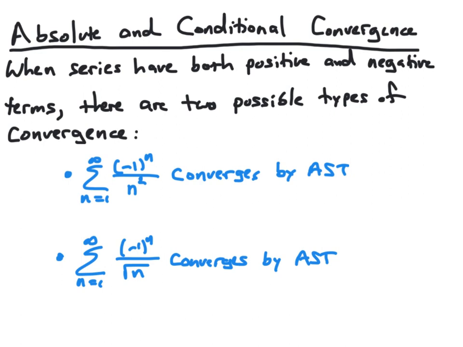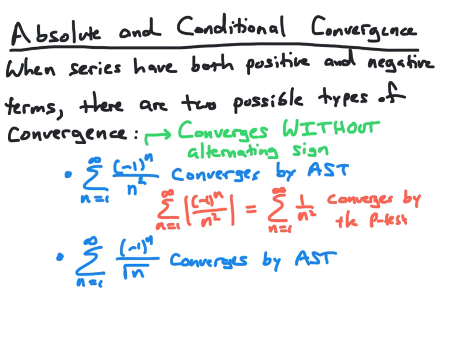First, we have the series from n equals 1 to infinity of (-1)^n over n squared, and also the series from n equals 1 to infinity of (-1)^n over the square root of n. Both of these series are easily shown to converge by the alternating series test. However, the alternating sign is necessary for one of these series to converge and not necessary for the other one to converge, as we'll see now.